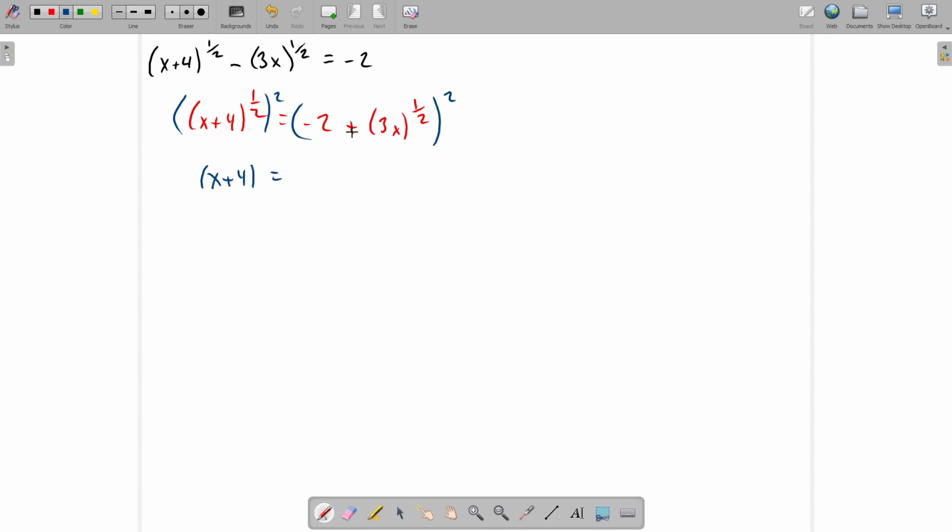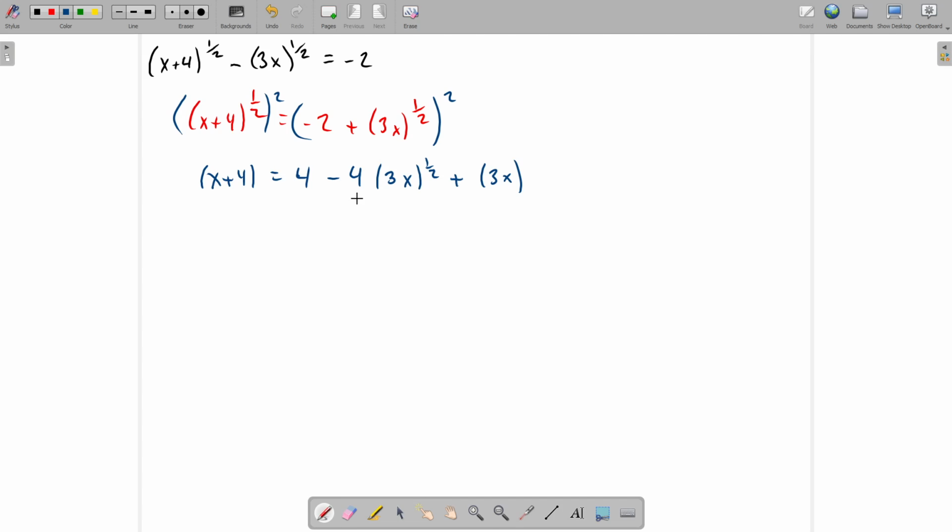And on the other side, we have a -2 plus a root. So when we square it, we're going to have to FOIL. Right? So if we FOIL this out, we're going to get 4 minus 4 times 3x to the 1/2 plus 3x.